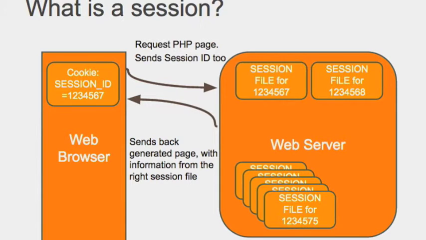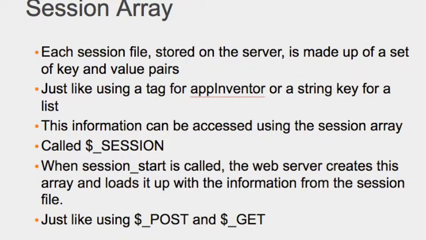Okay, so when we've accessed our locker, it is loaded into something called the session array. Now, it's a string array, so it's an array with string keys, string indexes. So each item in that session array has a label, a tag for its key, and it has some information that goes with that for its value. As it says, it's just like tags for App Inventor lists.